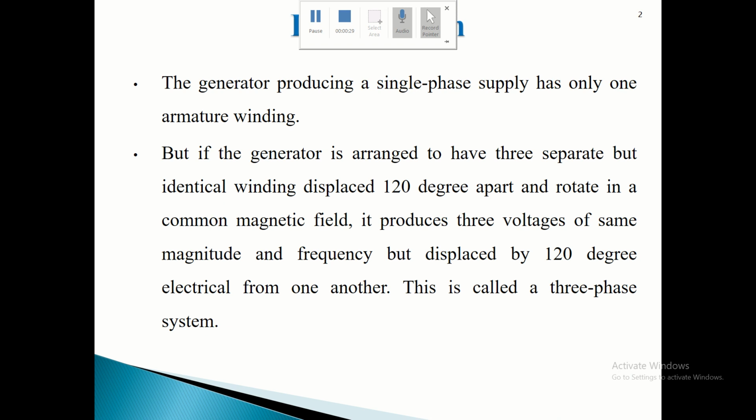In three-phase generation, we need a pair of magnets and three coils, which are displaced by 120 degrees apart from each other and rotating in a common magnetic field. It produces three voltages of the same magnitude and frequency, but displaced by 120 degrees electrical from each other.